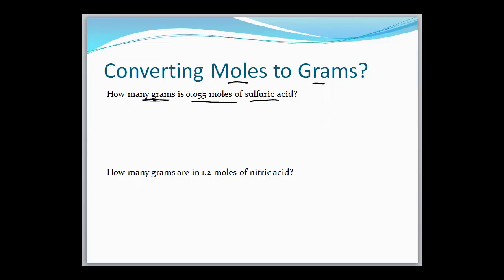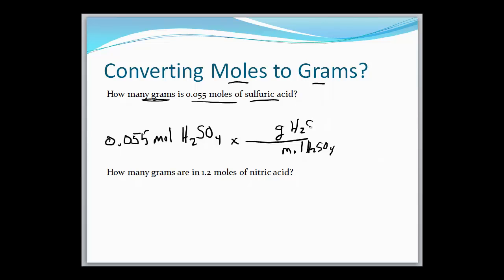of sulfuric acid. So let's start with the given, 0.055 moles. Now the formula for sulfuric acid is H2SO4. And you should know that from our naming unit. Set up your first conversion. Well, now we're starting with moles, so we want moles in the denominator, and that's moles of H2SO4. And we're converting to grams of H2SO4.